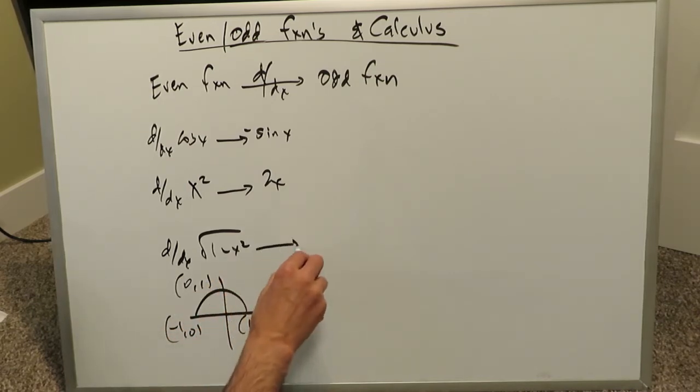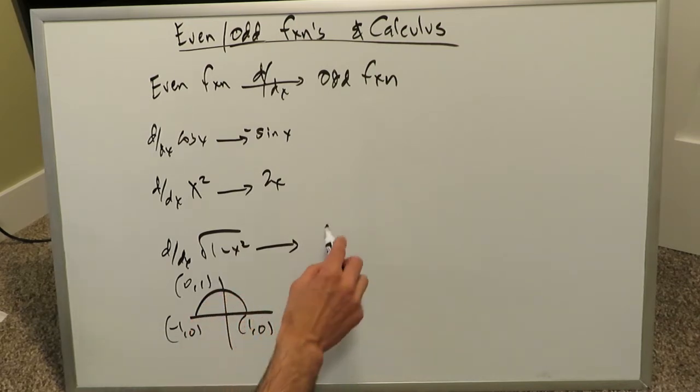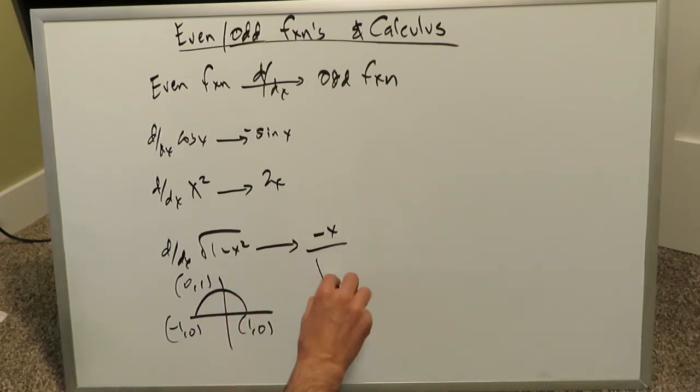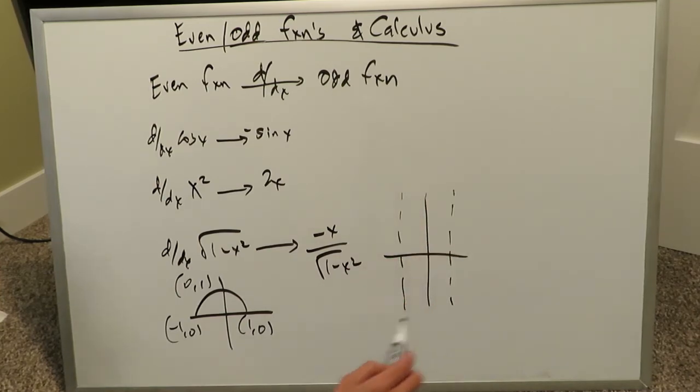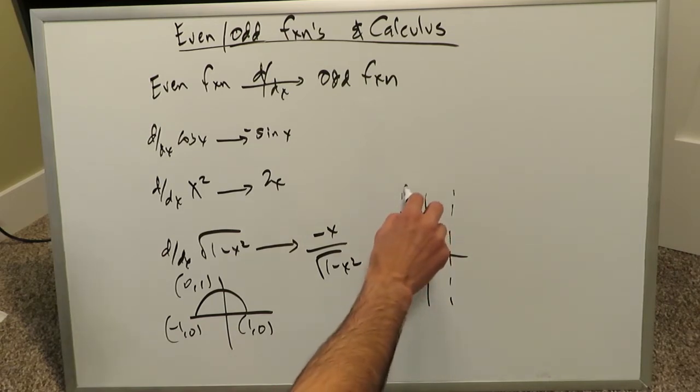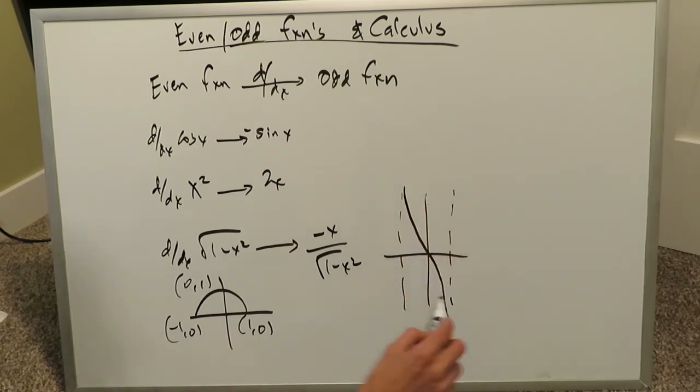When you do the derivative of this, you have to use the chain rule. You would get minus x over square root of 1 minus x squared. If you were to graph it, you would get something like this. With regards to these asymptotes you have over here, you would have something which would look like this, and that right there will have origin symmetry. It would be an odd function.